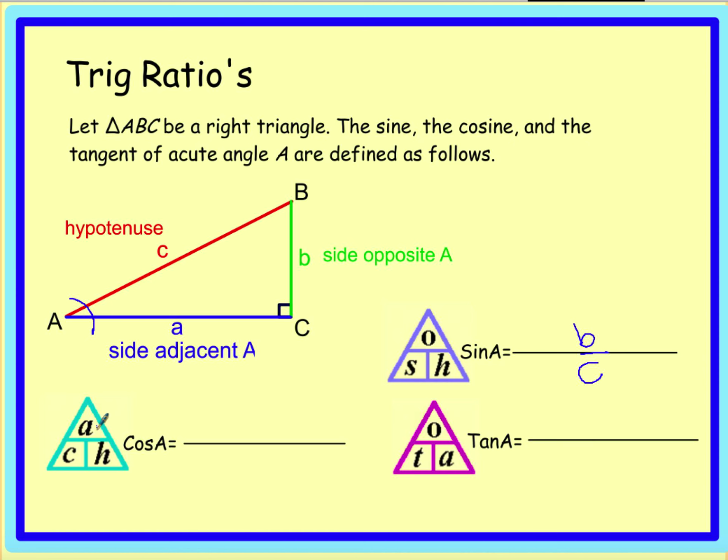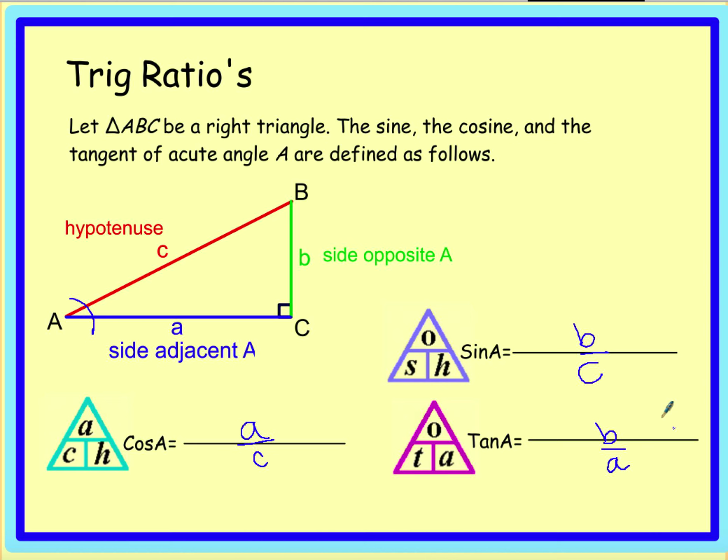Cosine is your adjacent divided by the hypotenuse. So it's going to be the adjacent side, which is side A on this triangle, divided by the hypotenuse, which I have labeled little c. Our tangent doesn't have the hypotenuse at all. It's the opposite divided by the adjacent. So the side that is opposite angle A is little b, and the side that is adjacent to angle A is little a.